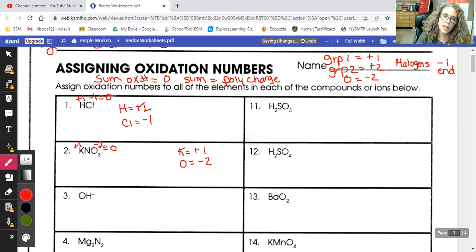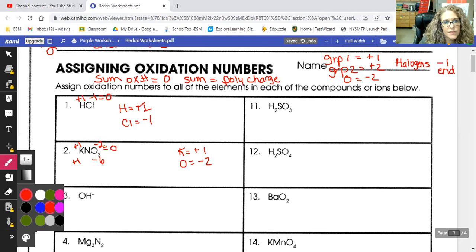Every single oxygen, however, is -2. I have 3 oxygens that are -2. So my total charge for oxygen is -6, right? 3 times -2. I already have a +1 from that potassium. So then I need to cancel out that -6. So when I cancel out that -6, I need that nitrogen to be a +5, right? Because a +5 and a +1 is +6. The -6 equals 0. So then my nitrogen in this case is a +5.